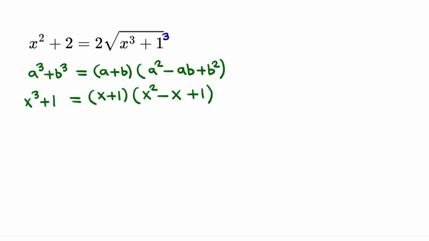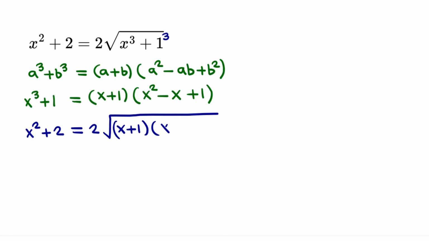Now, substitute this back into the original equation. Our equation becomes x squared plus 2 equals 2 times the square root of the quantity x plus 1 multiplied by the quantity x squared minus x plus 1. To make things cleaner, let's introduce two simple variables. Let a equal x plus 1, and let b equal x squared minus x plus 1.